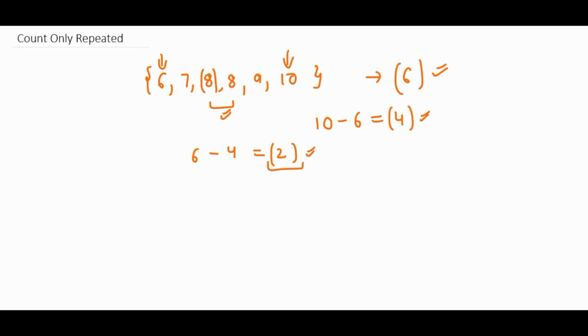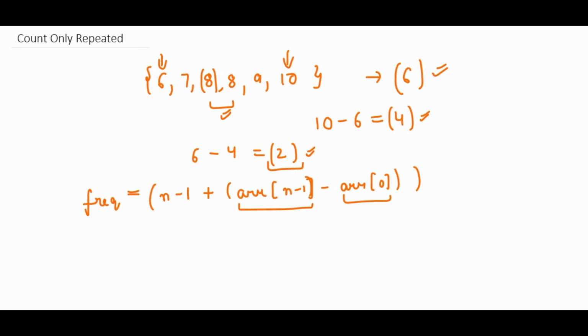So first let's write the formula to find the frequency of that element. That will be n minus 1 plus array of n minus 1 minus array of 0. Okay, n is the size of the array. Array of n minus 1 is the last element, array of 0 is the first element, and that will be the frequency of that element that is repeating itself.